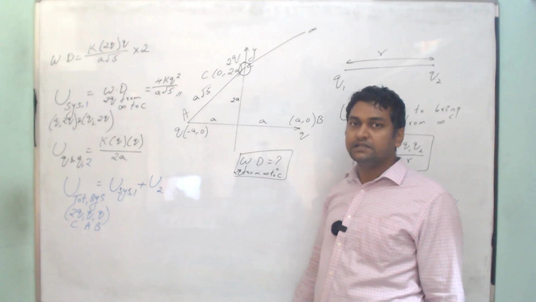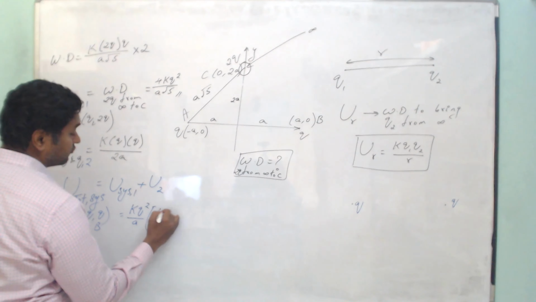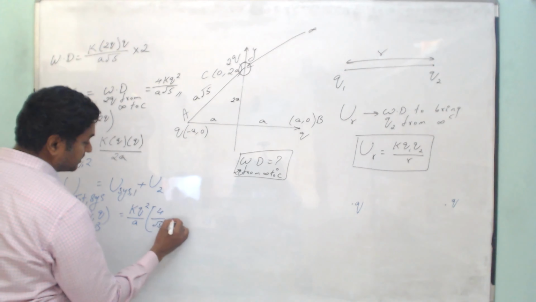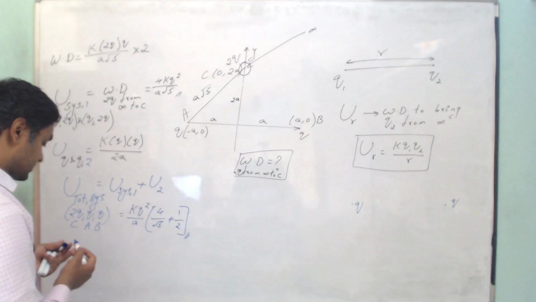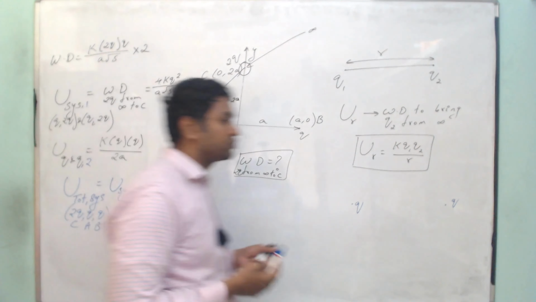So I'll take kq square by a outside. The first one will have 4 by root 5 in it, and the second one will have 1 by 2 in it. Is this clear? We will discuss one more question on this.